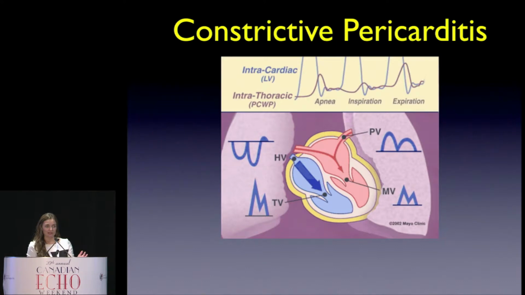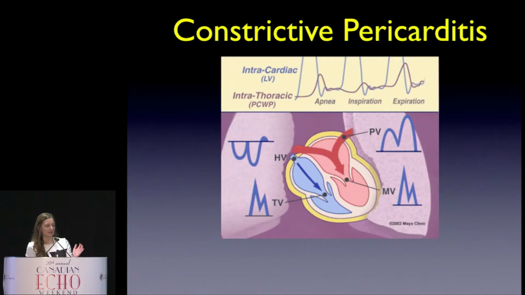With expiration, that filling gradient is restored to the left side, so we'll see an increase in the E velocity. To accommodate that flow, the septum moves to the right ventricle, and so you get a reverberation of pressure back into the hepatic vein, and we'll see an increase in expiratory diastolic flow reversal in the hepatic vein.